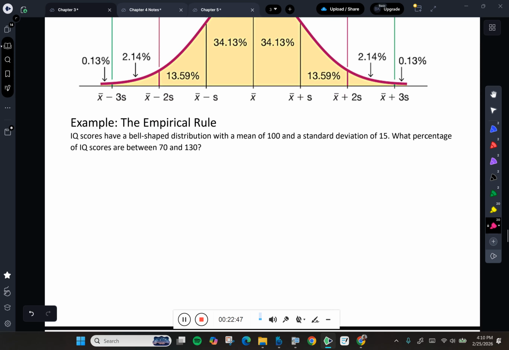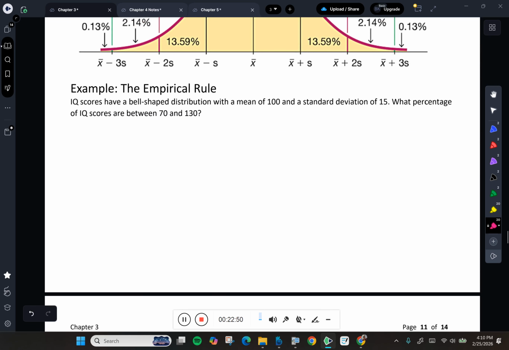Okay? All right, let's put this into an example and use our empirical rule to answer a question. This problem reads that IQ scores have a bell-shaped distribution and a mean of 100 with a standard deviation of 15. All right, so first off, I want to point out something.